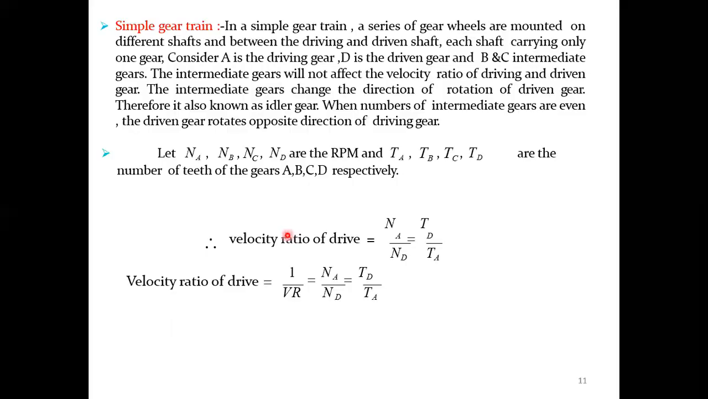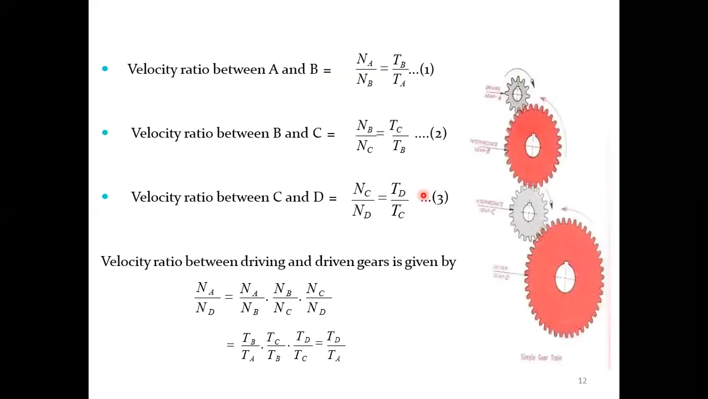A simple gear train is a series of gear wheels mounted on different shafts between the driving and the driven shaft, with each shaft carrying only one gear. This is the main concept. Consider A is the driver gear, D is the driven gear, and B and C are the intermediate gears. In this diagram we can see the different gears, all connected on different shafts.